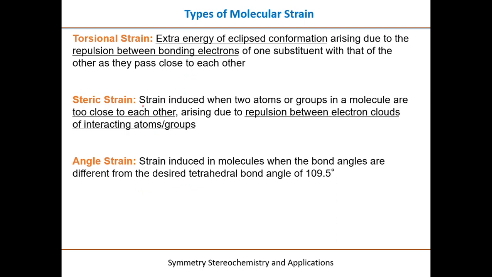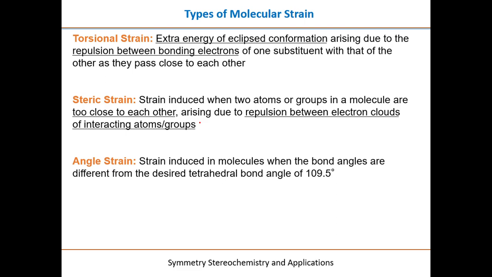Now the second one is the steric strain. Steric strain is the strain induced due to the repulsion between the electron cloud and interacting atoms. How are we getting strain?